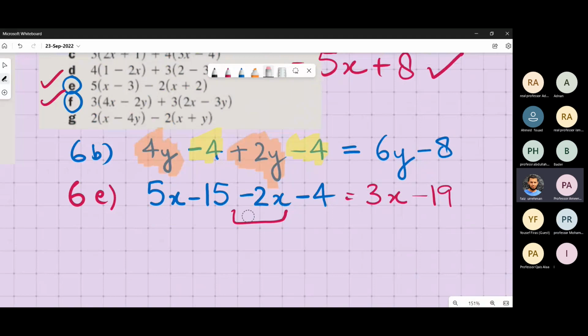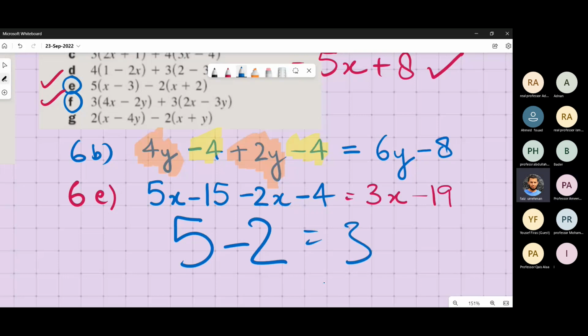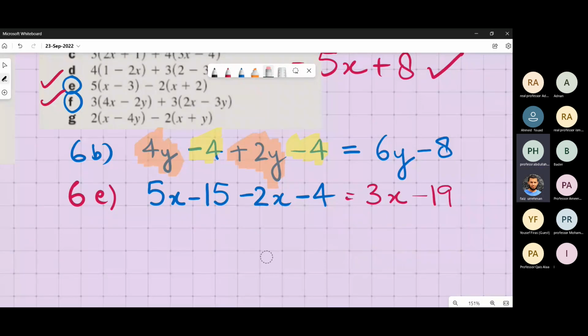Abdullah Hamza, see, this is 5, and this is minus 2. What is 5 minus 2? 3 or minus 3? 3. Then why are you asking me minus 3x? No, not minus, because when minus and minus equal plus, not minus. But where is minus 5x? Where is minus 5x? It is positive 5x.